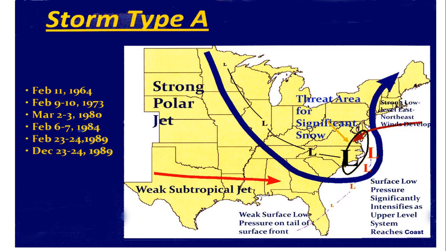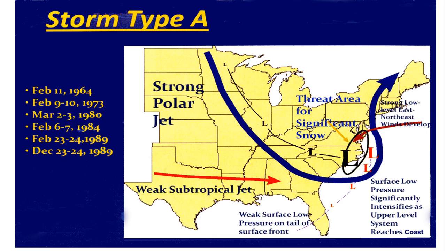And that surface low-pressure significantly intensifies as the upper-level energy, that black L, moves over the top of the surface low-pressure feature. And that really intensifies the storm system, that surface low pressure, the red L there in this diagram, off the mid-Atlantic coast. So great ingredients for snow.